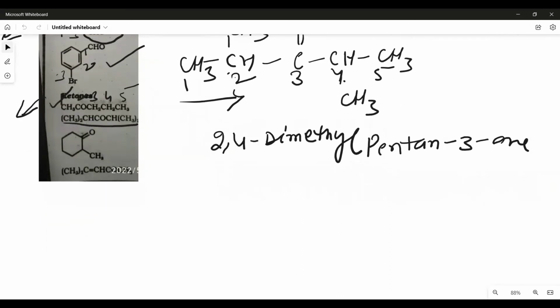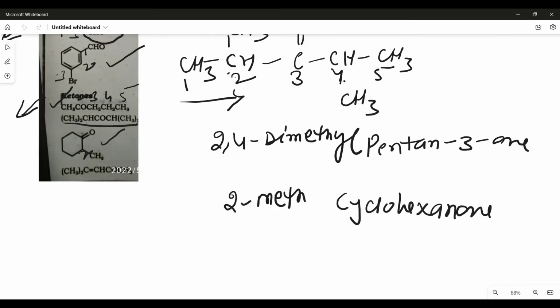Now the next one you can see it will be C double bond O CH3. So it is cyclohexanol. Cyclohexanol. Okay? And at the second position there will be methyl group. So nomenclature will become 2-methyl cyclohexanol.